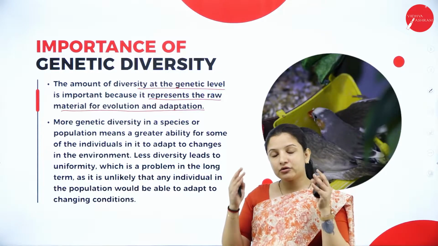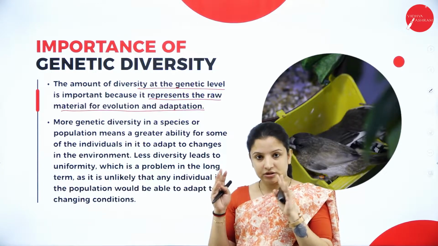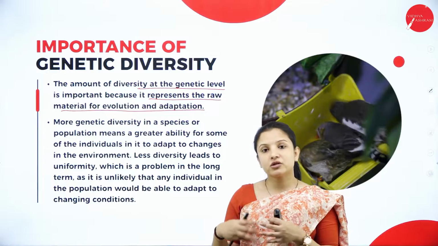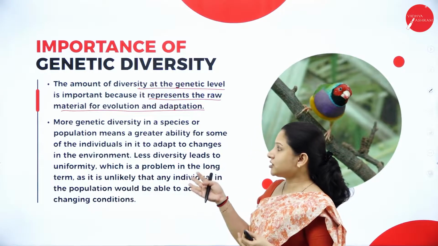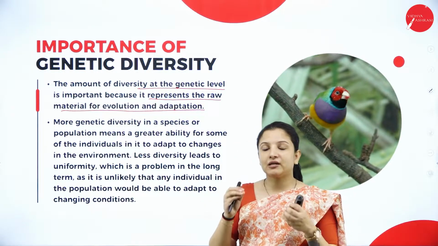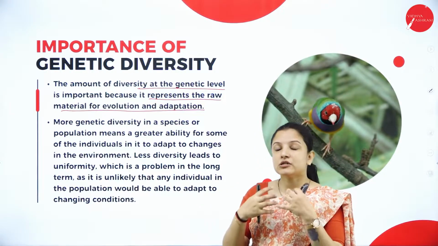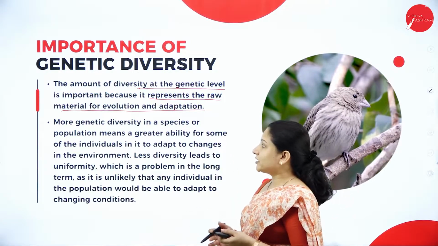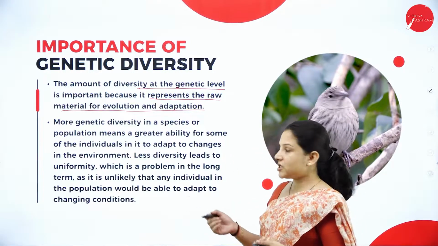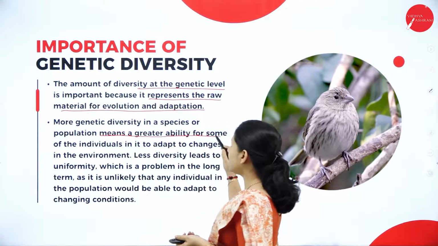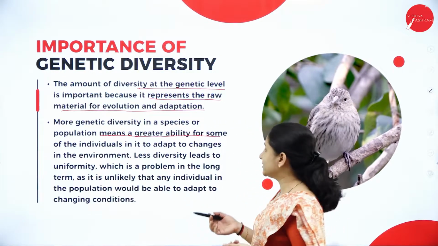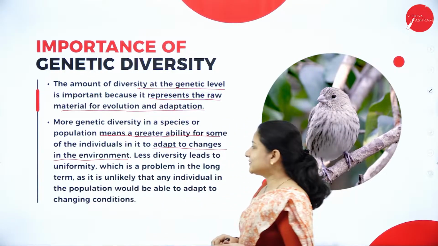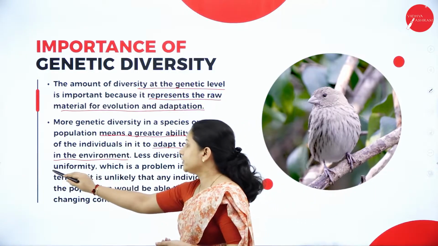So that is how, in order to adapt to particular changes in the environmental condition, evolution is very, very important. And that evolution is brought about only if there is variation in the genes, or genetic diversity, in a particular area or a population. So more genetic diversity in a species or population means a greater ability for some of the individuals in it to adapt to changes in the environment. And less diversity means it will lead to uniformity.